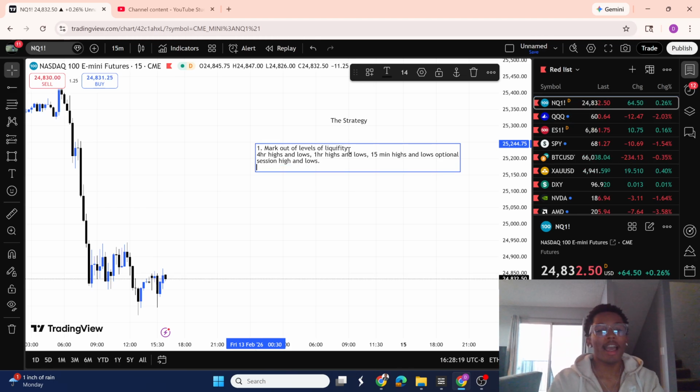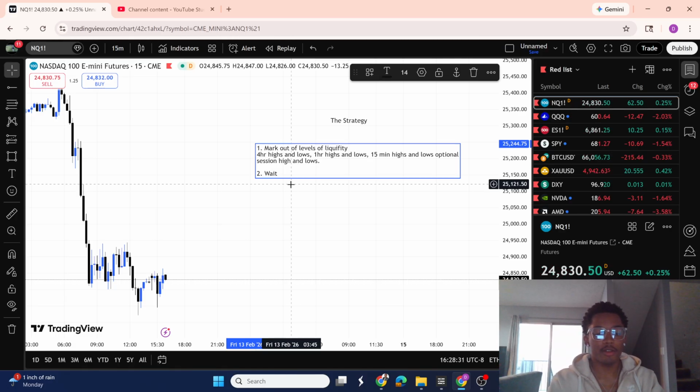Number two, once we mark out our levels of liquidity, we want to see a sweep. So we'll say wait for a sweep of highs or lows, preferably on the 4-hour and 1-hour.